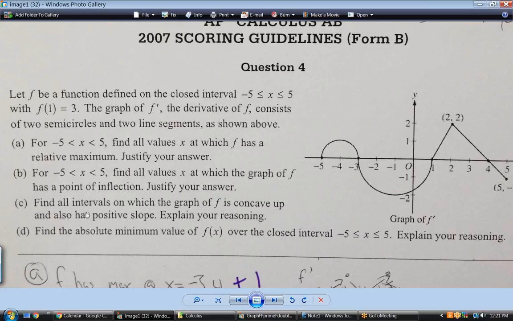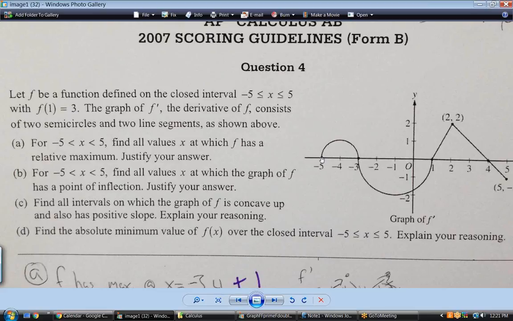Now, the second part of that question, find all intervals on which f is concave up and also has a positive slope. Well, let's look at the graph. f is concave up and has a positive slope. Well, where would that be on this graph?